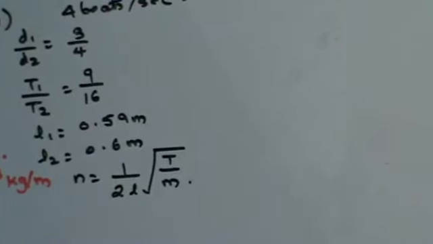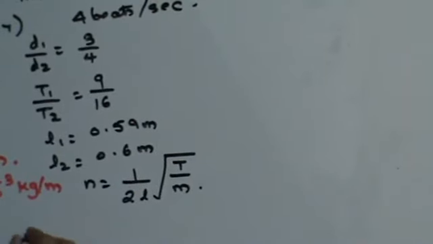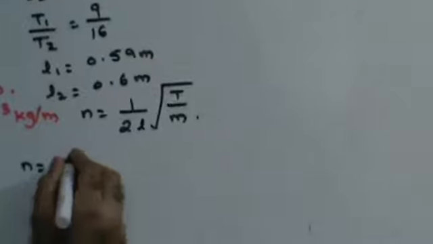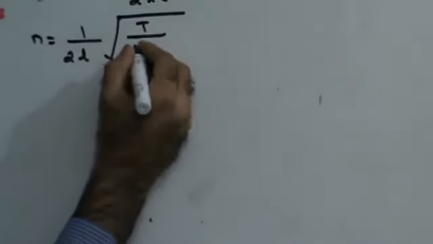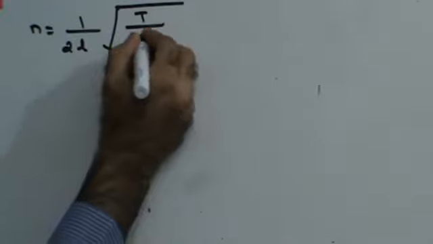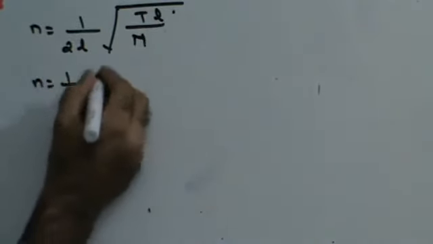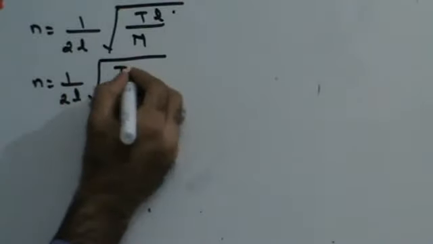N is equal to 1 upon 2L square root of T by M. M is nothing but mass per unit length, so this is going to be M upon L. So N is 1 upon 2L square root of TL.